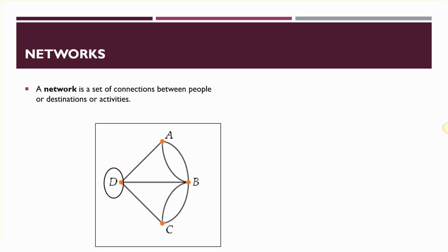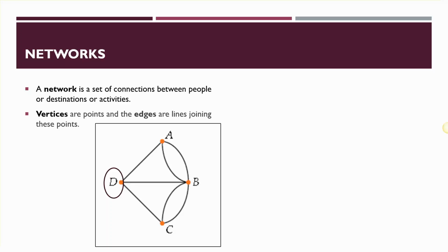Starting with the actual network itself. A network is a set of connections between people or destinations or activities, and we're going to use plenty of different ones of these as we go through the unit, but basically they're going to look really similar to what you can see in that diagram there, where sometimes the letters will represent towns or destinations, and sometimes the lines will represent roads or anything like that.